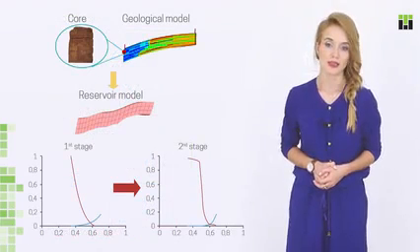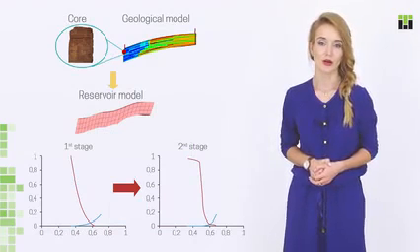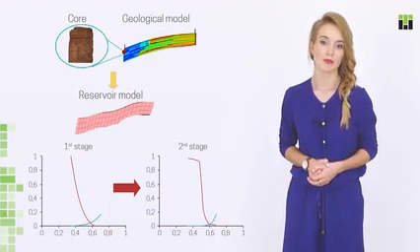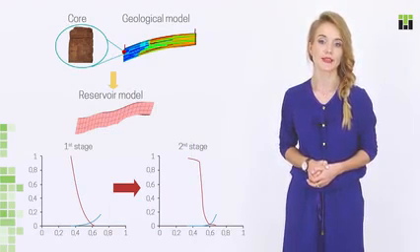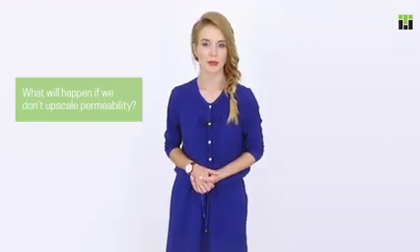Upscaling permeability, that is a real pain in the neck. There are lots of articles and books dedicated to this problem. There exist multiple numeric methods, many of which are incorporated in commercial software as well. What will happen if you don't upscale permeability?